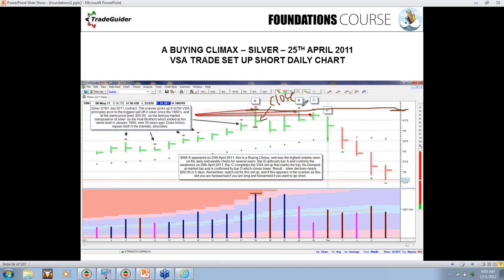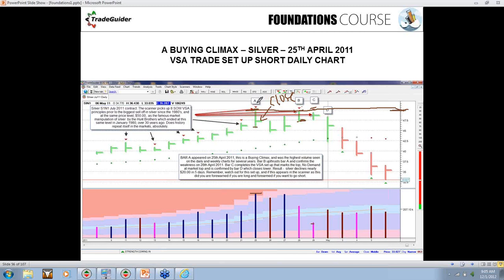Well, you get it. At bar B, we have what's called an upthrust. Look at the bar. The volume is high, very high in fact. The spread is pretty wide, but look at the closing price. It closes on the low of the bar. Finally, at point C, you have the completion of the VSA trade setup. This is called low volume, up bar, narrow spread, no demand. But it makes it a great short because of the weakness at point A.